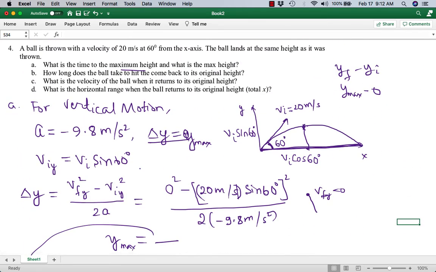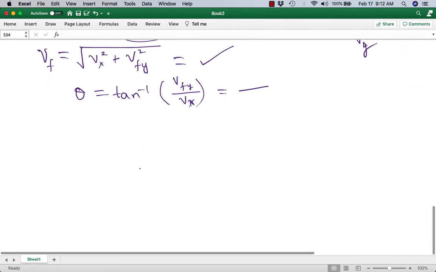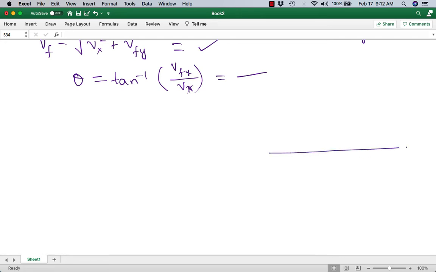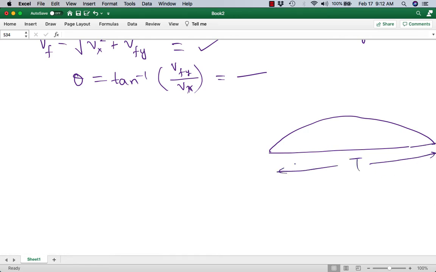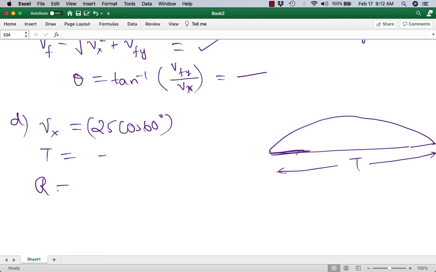What's the horizontal range when the ball returns to its original height? So range. Now once we find the time, it's pretty straightforward. So we have time t, and we also know the velocity in this direction. Velocity in the x direction is 25 cosine 60 degrees, and then time you find from the previous parts, and then range is just delta x.